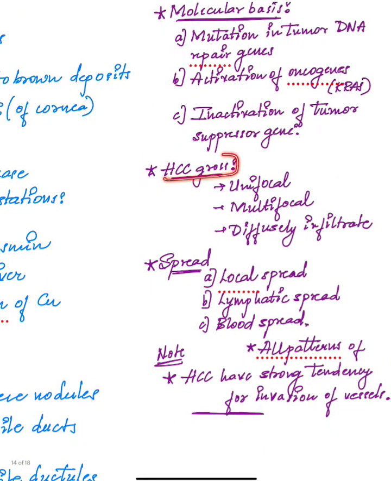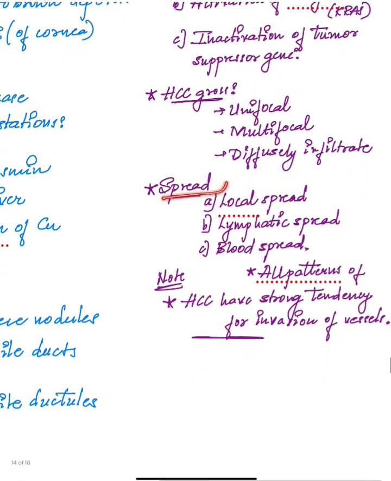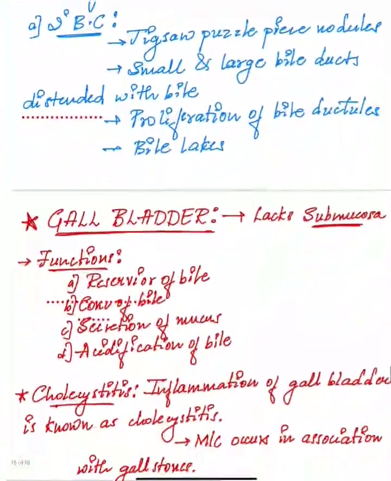Now coming to the gross appearance of hepatocellular carcinoma, it is unifocal, multifocal, or diffusely infiltrative. The spread can be local, lymphatic, or blood spread. Note, there is an important point: all patterns of HCC have a strong tendency for invasion of vessels. That is, hepatocellular carcinoma has a strong tendency for invasion of the blood vessels.